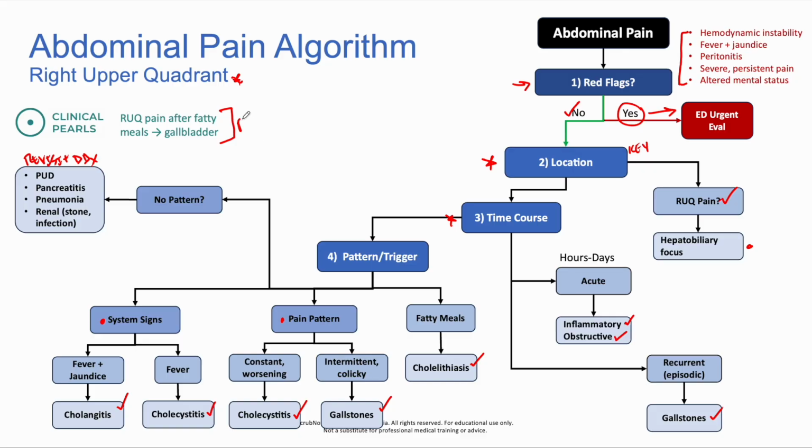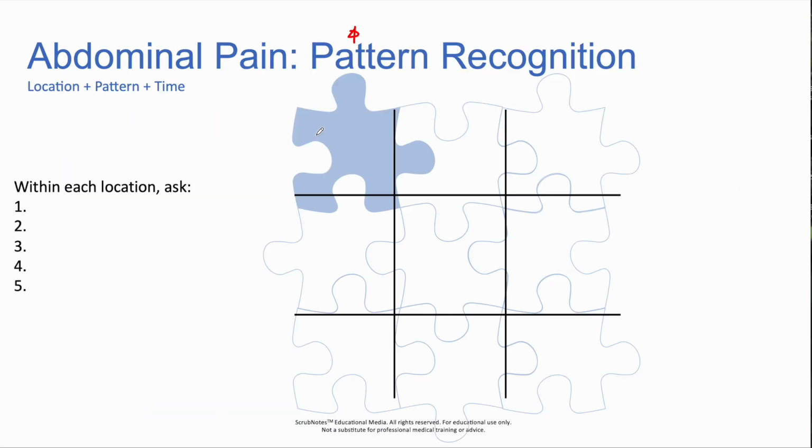You want to recognize patterns. For example, right upper quadrant pain after fatty meals is indicative of a gallbladder issue. So I think it's pretty common to divide the abdomen up into quadrants or these 9 areas because pattern recognition is one of our key approaches to abdominal pain.